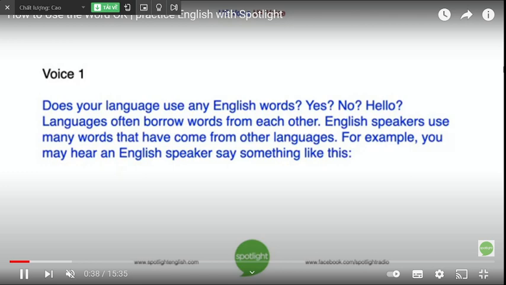Does your language use any English words? Yes, no, hello. Languages often borrow words from each other. English speakers use many words that have come from other languages. For example, you may hear an English speaker say something like this.